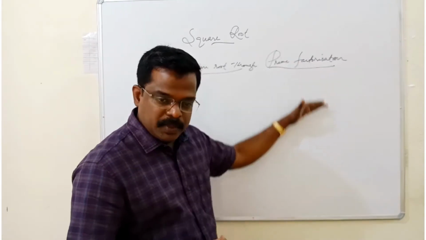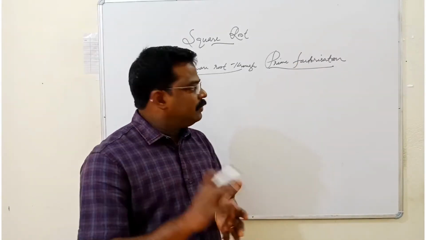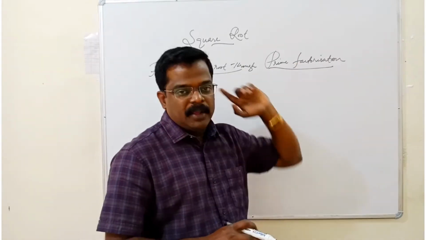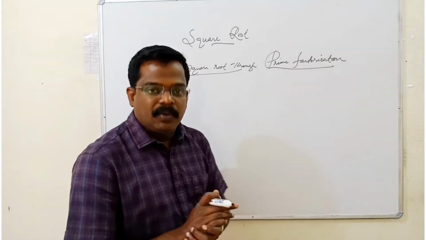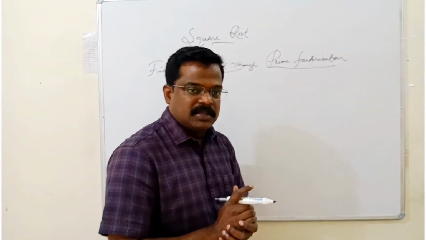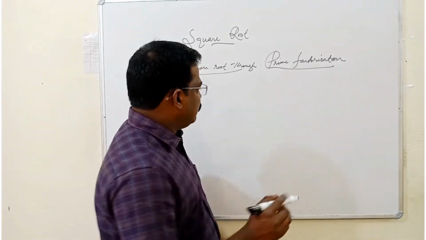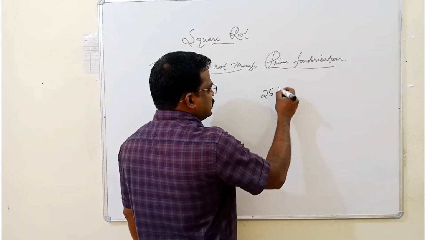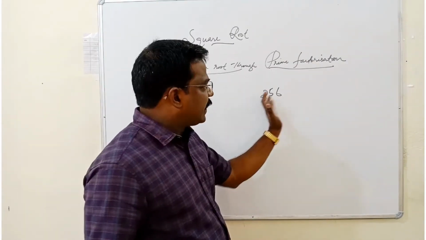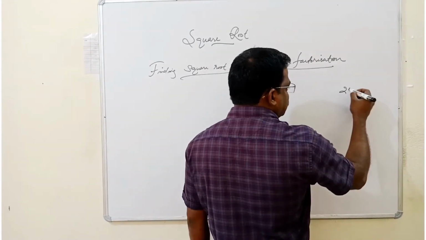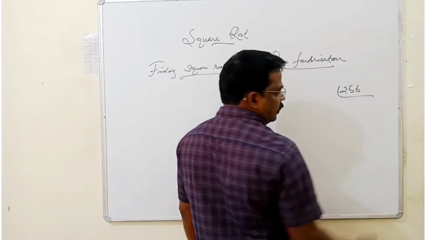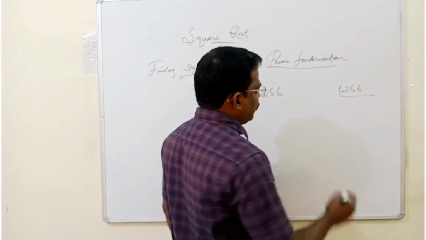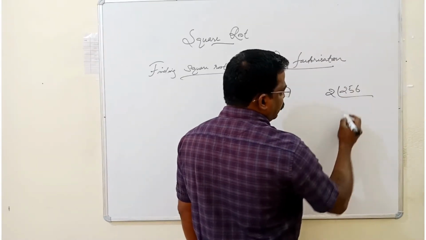And we need more space in our notebook also. So we can use another method, prime factorization. You know how to factorize, you studied that in small classes. Okay, so let us see, we can take one number, 256. How can we factorize that 256? Here the smallest prime number, so we can use 2.